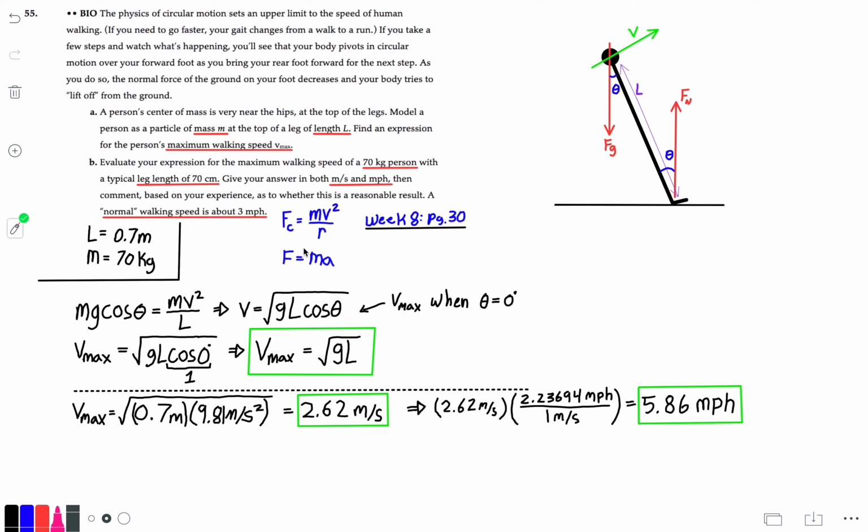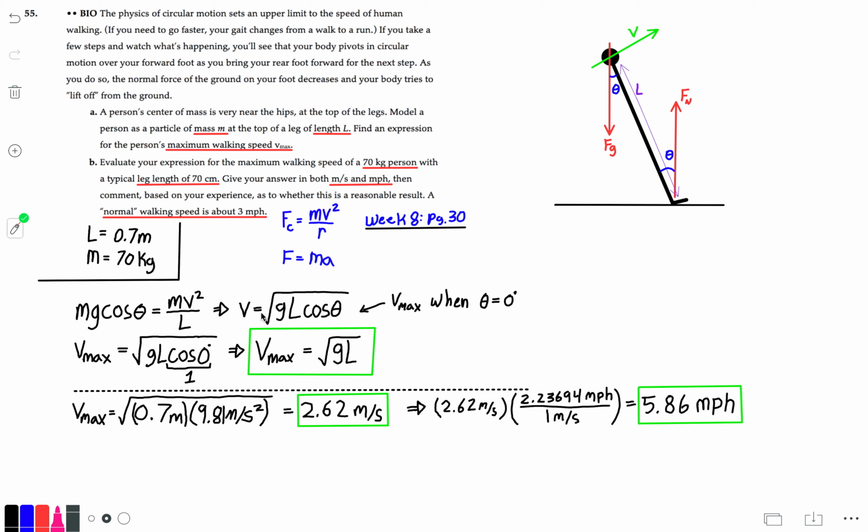A few important things to keep in mind for this problem are Newton's second law, as well as the equation for centripetal force, because we can use L in place of R, since we're essentially generalizing our leg to act as almost a circle going around a given point. Using Newton's second law, we can set the centripetal force and mass times acceleration equal to each other.